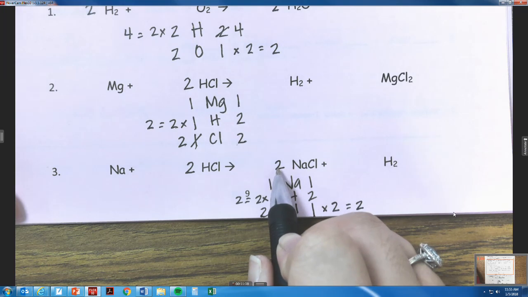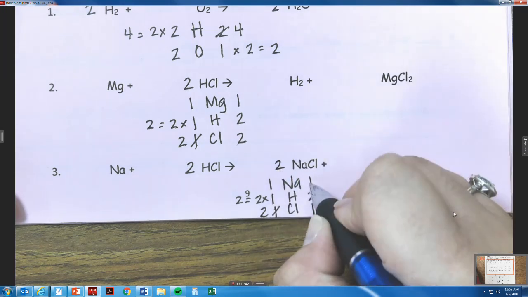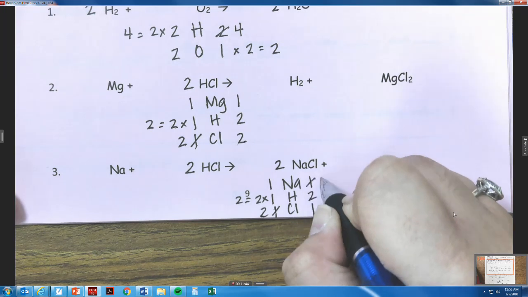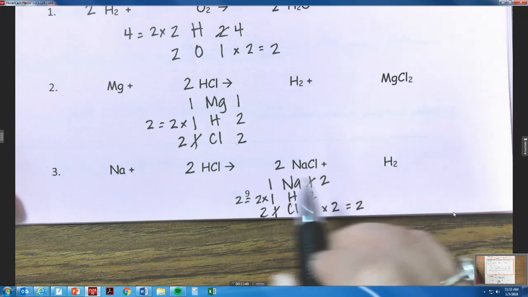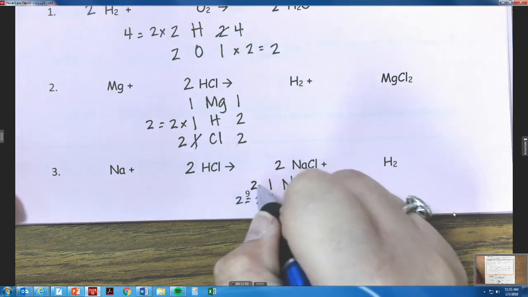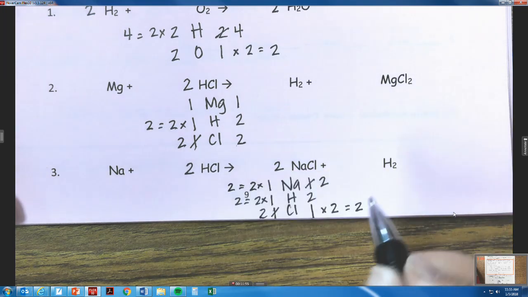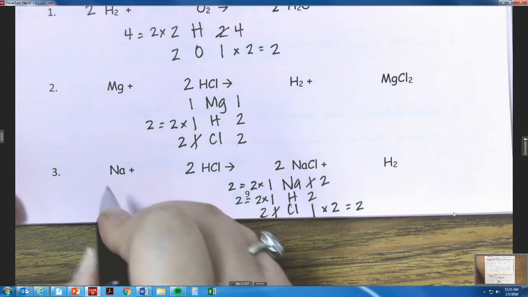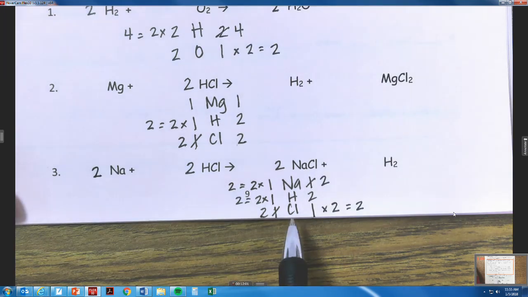But because, again, I changed that coefficient, it changes the number of sodium atoms I have. So I no longer have 1, but 2. And because that changed to a 2, that means I have to balance it out by multiplying this side by 2. Because I multiplied by 2, my coefficient changes to a 2. According to my work, everything should be balanced now. Everything has 2 atoms of each.